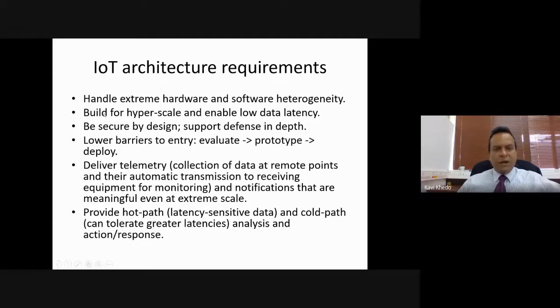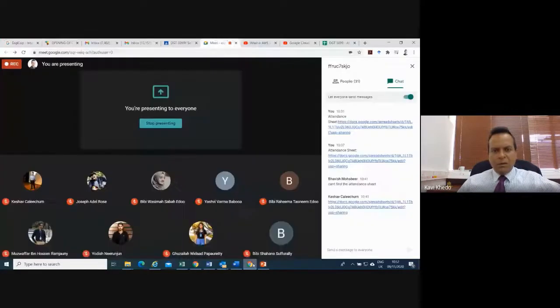First of all, they handle extreme hardware and software heterogeneity. I think I should start getting your opinion on the different aspects here. I already introduced the chapter. Now, see this point. I will put a question to the class. Handle extreme hardware and software heterogeneity. First of all, we will need to focus on the word heterogeneity. When we are talking about handling extreme hardware and software heterogeneity, what does it mean? Let me go to the class.